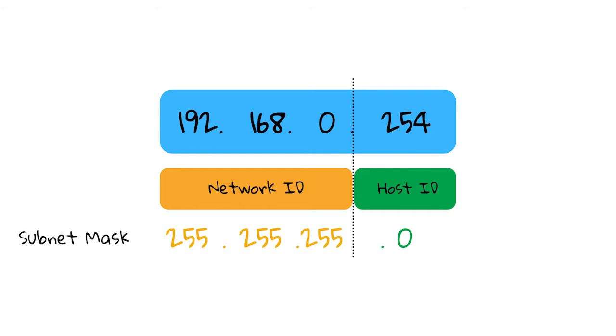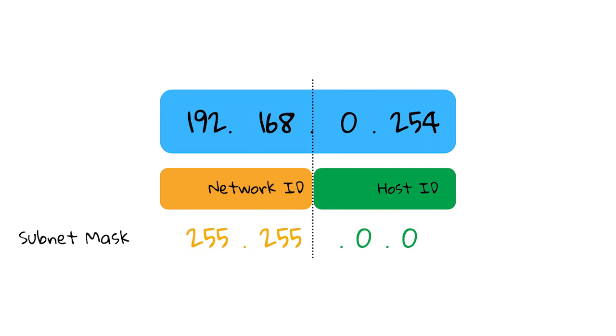The subnet mask is not a fixed value. It can change. So with a mask of 255.255.0.0, our network ID will change to 192.168 and the host ID would be 0.254. Later on in the course, we'll cover subnet masks in more detail.